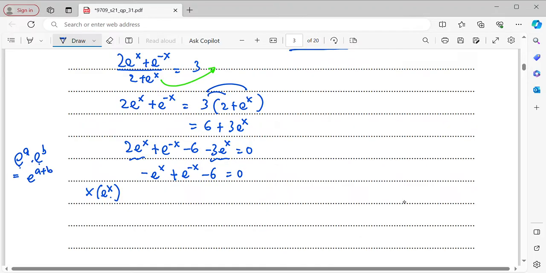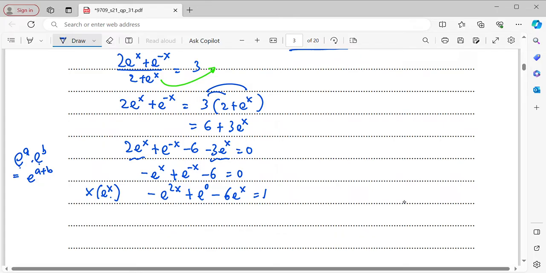So it becomes e to the power of a plus b. From here, I will get negative e to the x, because x plus x is 2x. For the second term, e^x times e^(-x), it will be e^0. Then minus 6e^x equals 1. So e^0 is basically 1.